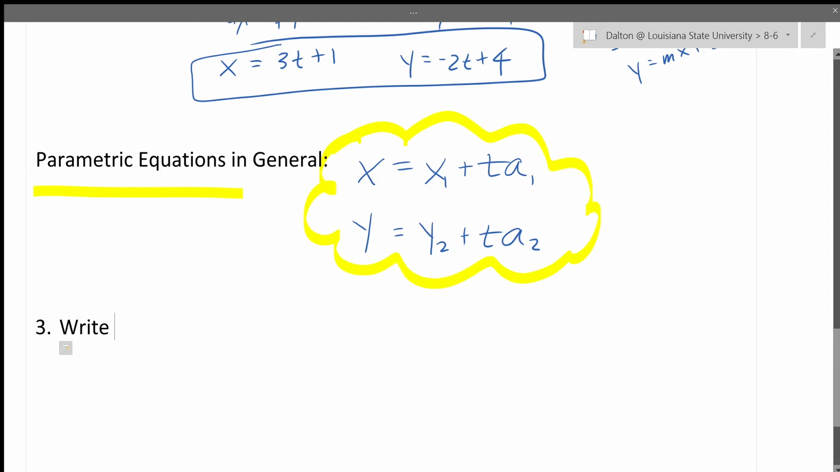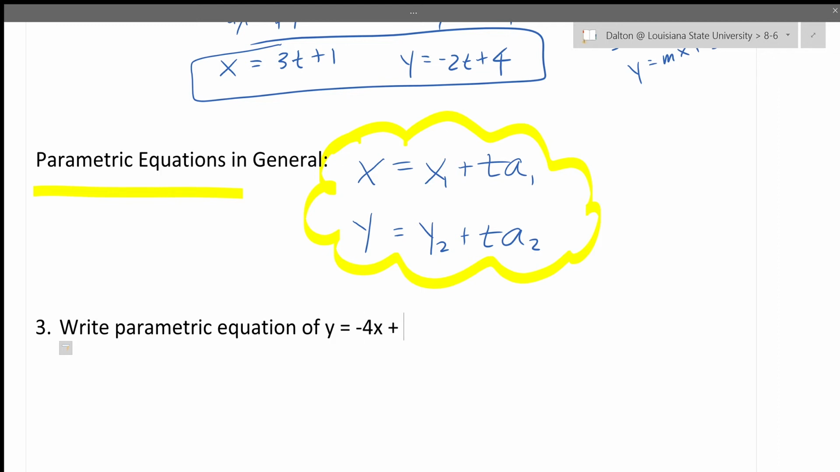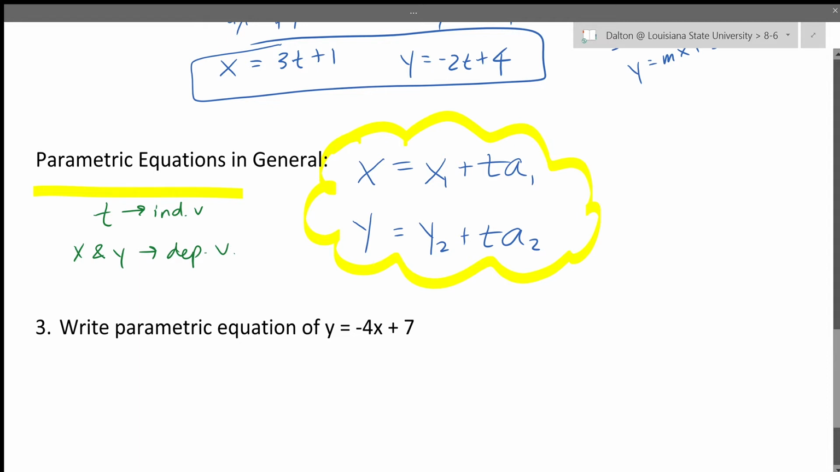Number 3, I want you to write a parametric equation. I'm actually going to give you the equation of a line now, but I want it in parametric form. Y equals negative 4x plus 7. And basically I want you to remember that in a parametric equation, t is an independent variable, and x and y are both dependent. So let's add that up here. In a parametric equation, t is the independent variable, and x and y are both dependent now. So that's different from what we're typically used to.